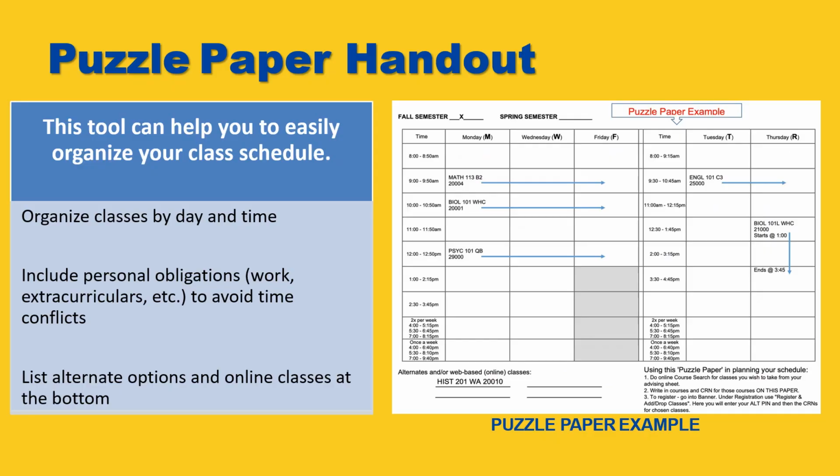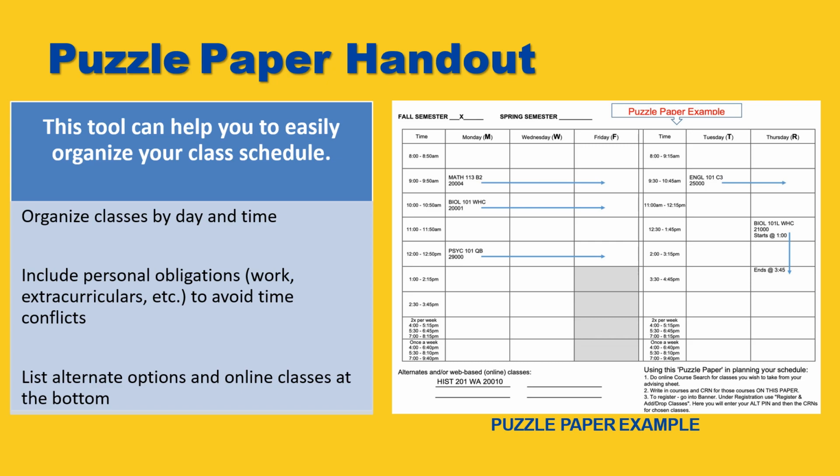To better help you plan your schedule and see it visually, we've included a puzzle paper handout that will help you to organize your classes by day and time, include any personal obligations such as work, extracurriculars to avoid time conflicts, and also list alternate options and online class sections at the bottom, so that whenever you're looking at your puzzle paper, you can look at a potential schedule and register for it. It's important to also list your CRN numbers for the sections you want to take on this puzzle paper, and we'll talk more about that in just a little bit.